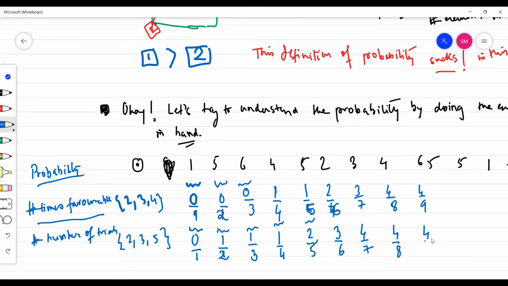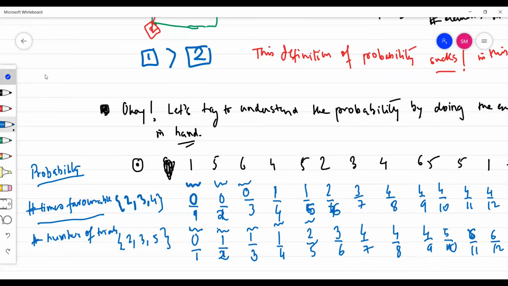Here it's 4 by 9. 5 here, so it's 5 by 10. It's 5 by 10. Here it is again 4 by 11, 4 by 12. Then it's 5 by 11, 6 by 11, 6 by 12.